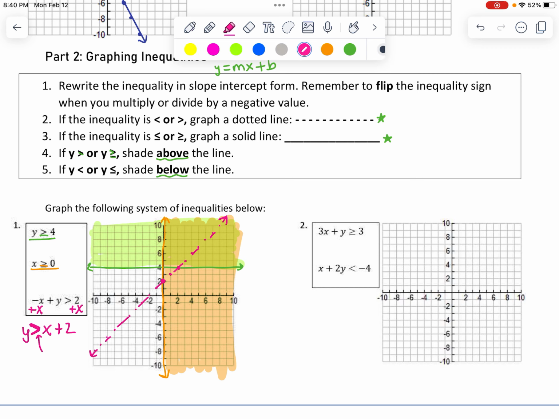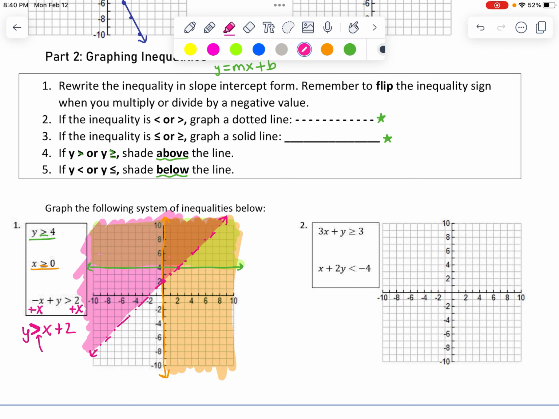All right, now we're ready to shade, and it says y is greater than x plus 2, so we will shade greater than this line. So we'll shade above it. And you can see now that I've shaded, you can tell where all the different shadings are overlapping the most. All right, and there's our system of inequalities.